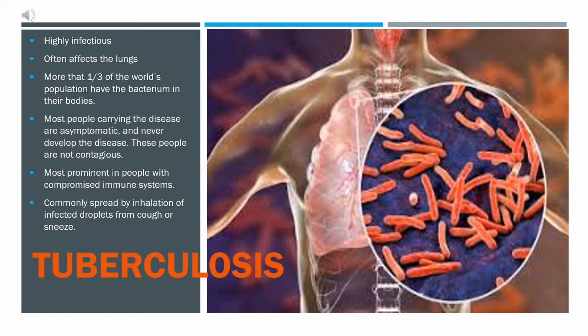The most common way tuberculosis is spread in the United States is inhalation of infected droplet nuclei from someone coughing or sneezing into the air. Most people who carry the bacteria that cause tuberculosis never develop the disease and are asymptomatic. In this primary phase, they are not contagious.